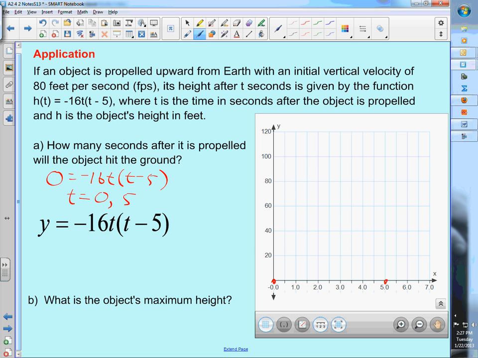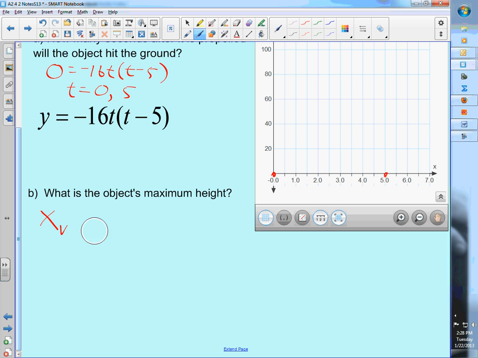So then the next question is, what is the object's maximum height? You have the calendar, right? 4.2 is homework. How do I find the maximum height? For this problem, how do I do it? Add the x-intercepts together and divide by 2. So in this case, what am I going to add? The t-coordinate of the vertex is 0 plus 5 over 2. So that's going to be 5 over 2.